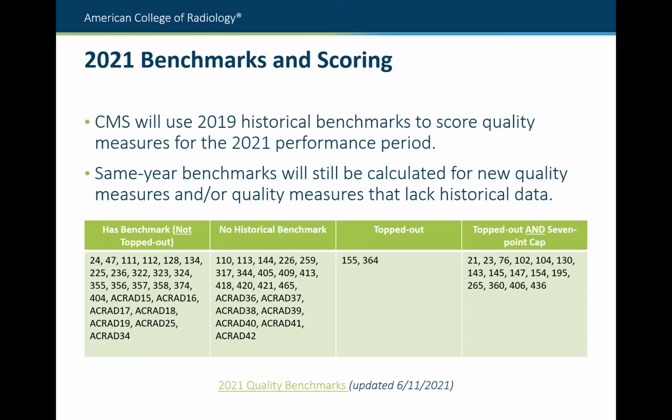So for the benchmarks, I wanted to show you all these are all the measures that we can collect through our QCDR, and I've sorted them based on which ones have benchmarks and are not topped out, which do not have historical benchmarks, which are topped out, and which ones are topped out and have a 7-point cap, just as an easy guide. CMS is using 2019 historical benchmarks to score quality measures for this year, and they will continue to use same year benchmarks if a quality measure does not have any data. And these benchmarks are based on what CMS has posted in early June.